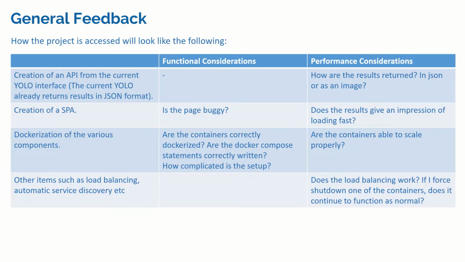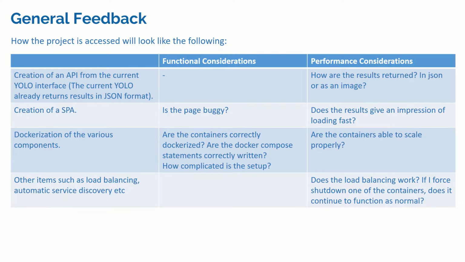And how we assess it is as follows. Again, I mentioned there are 4 things, and then there are 2 considerations. So we have a sort of metric scheme whereby for every individual portion we consider whether or not it fits the functional considerations, and whether or not it fits the performance considerations that we have. These are just some of the very common things that I normally watch out for, for example, if the page is buggy or not, or if the containers are correctly dockerized, and am I able to run the containers easily.